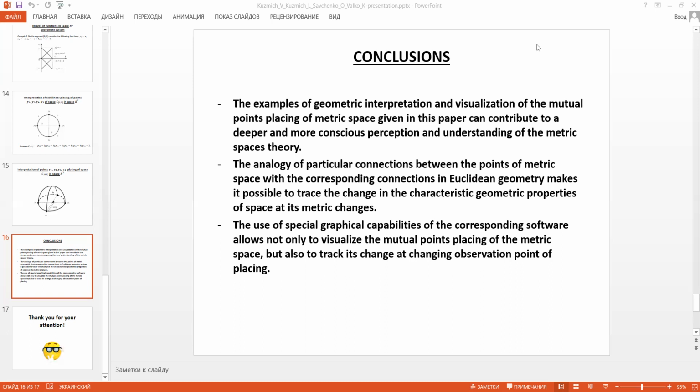The use of special graphical capabilities of the corresponding software allows not only to visualize the mutual points placing of the metric space, but also to track its change at changing observation point of placing.